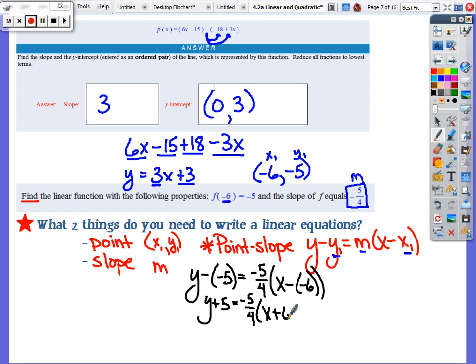Now, technically we're done. I mean, that's the equation. So if they allow me to write it in like that, I'm going to do that. And so unless it says put it in slope-intercept form, that right there is a linear equation. We're done. Okay?